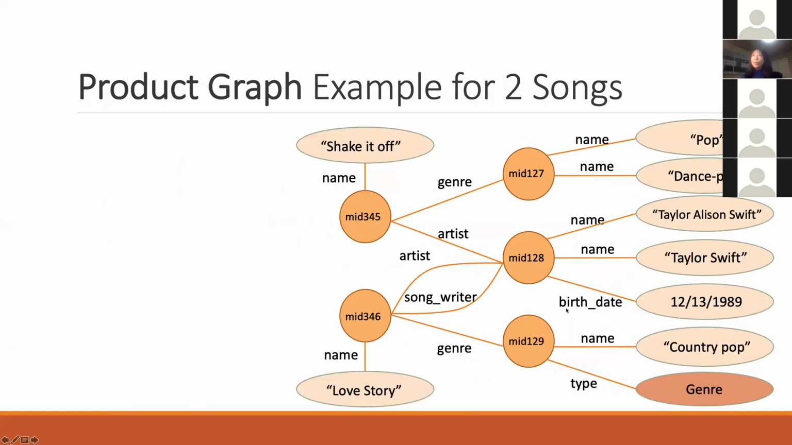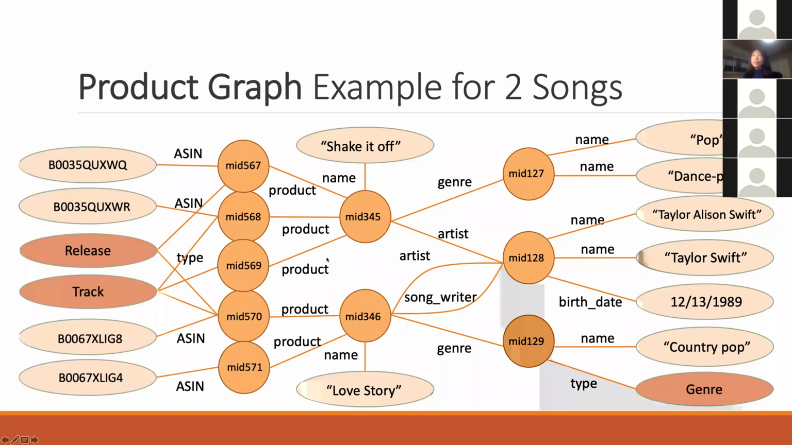Now, let's squeeze this knowledge graph to one side and try to see what is the product side. So each sound recording is related to multiple songs, song tracks at Amazon. So those song tracks, they could have different formats and they belong to different albums. So that's the product part.